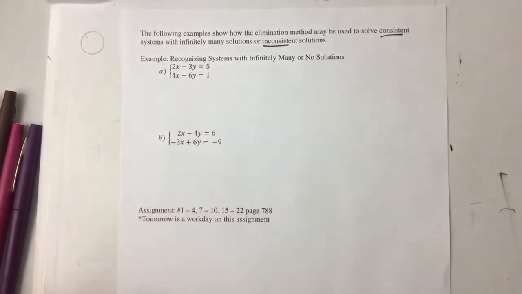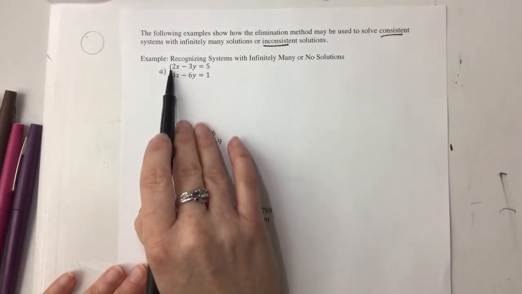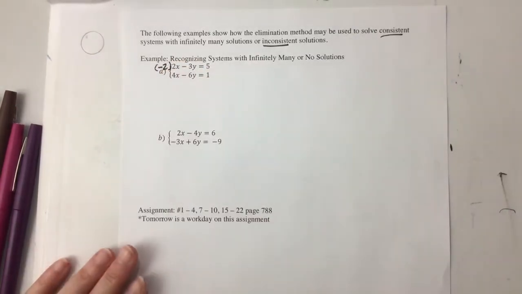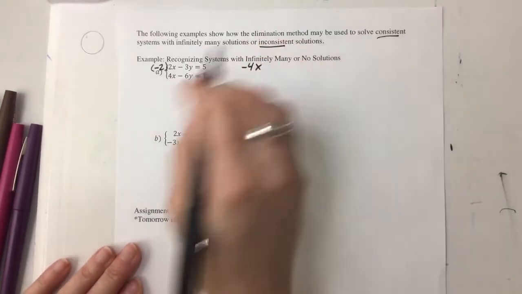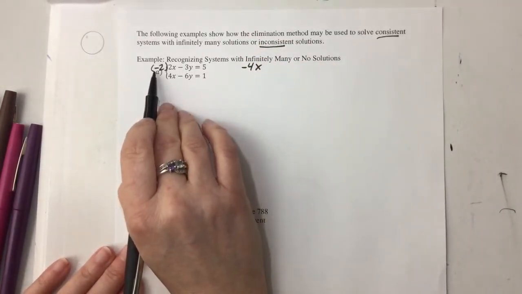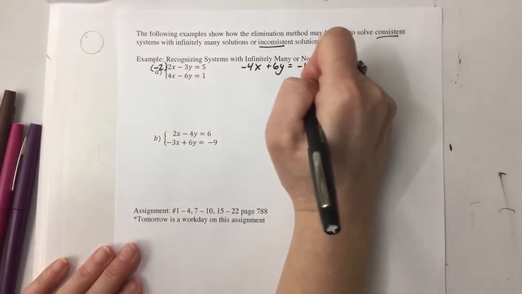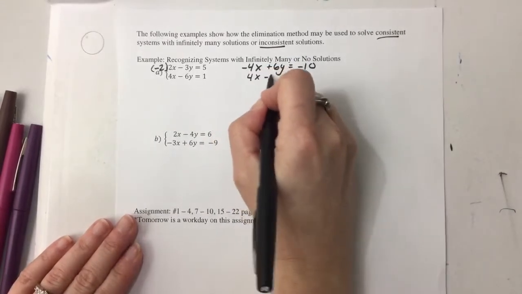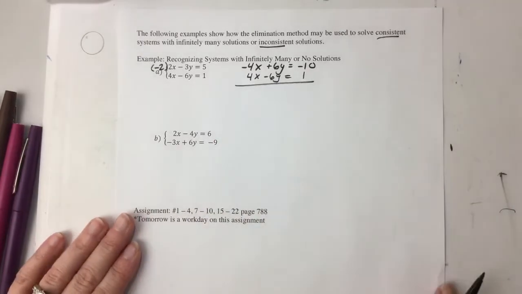Let's say I want to do the elimination method, and I want to cancel my x's. This is a positive 2x, this is a positive 4x. Well, if I multiply the whole top by negative 2, negative 2 times 2, this will give me a negative 4x. But again, that negative 2 has to go to everything. Negative 2 times negative 3y is positive 6y. Negative 2 times positive 5 is negative 10. So that is my new top equation. The bottom, I am keeping the same because what I wanted to do here is eliminate the x's.